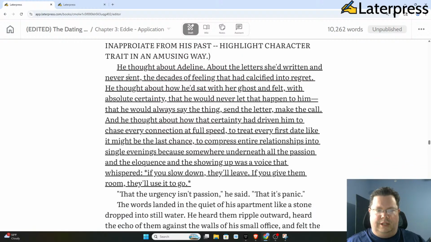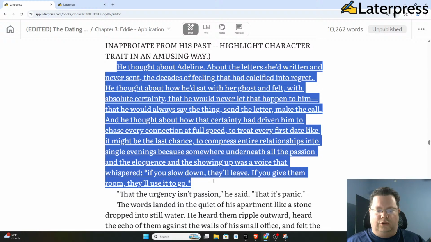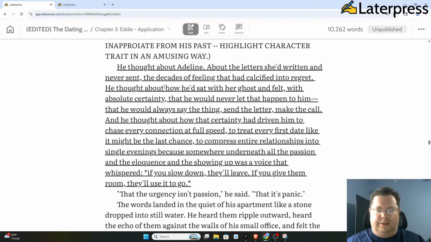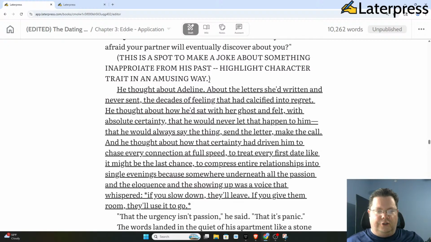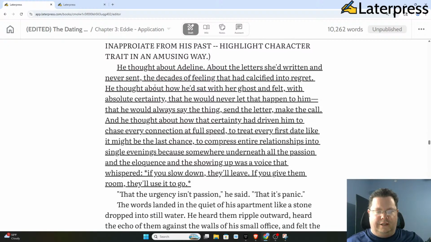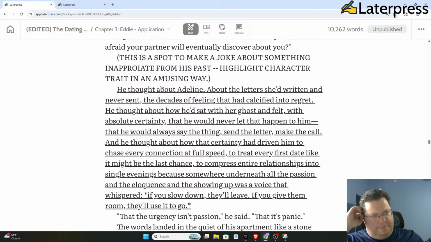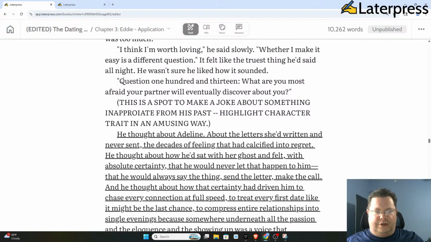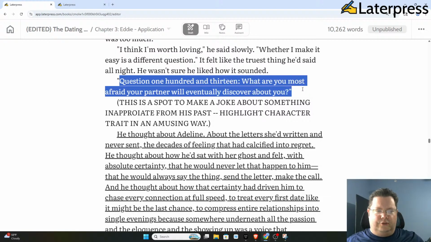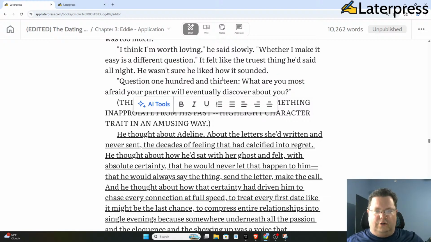I'm going to leave this alone for the moment, because I might chop this down and still use chunks of this, but I could also potentially cut the whole thing, because a lot of this I think has been established already, and then just have it go from what are you most afraid that your partner would discover about you?